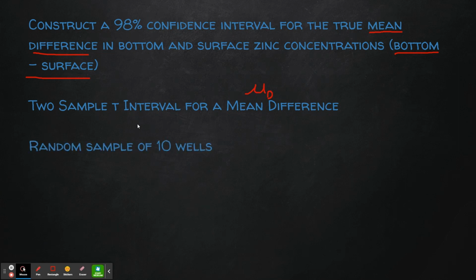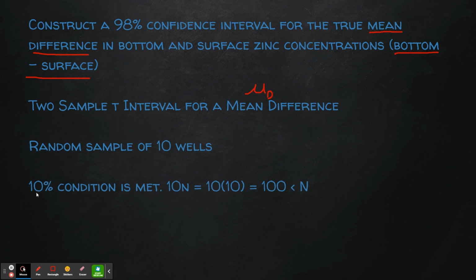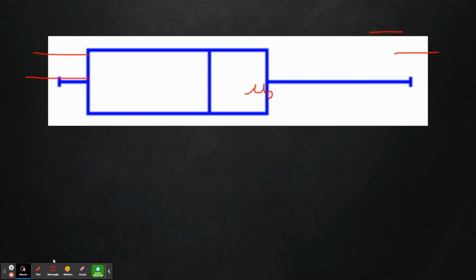We have a random sample of 10 wells. The 10% condition is met because 10 times 10 is 100. And then for normality here, we don't know anything about the population of the different zinc concentration in wells, and we have a sample size less than 30. So we're going to have to make a box plot here. Oh, sorry, let me clear that off.